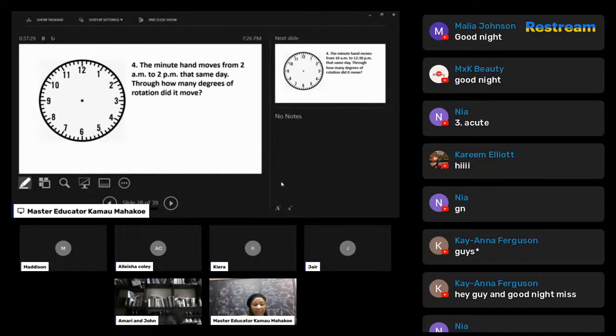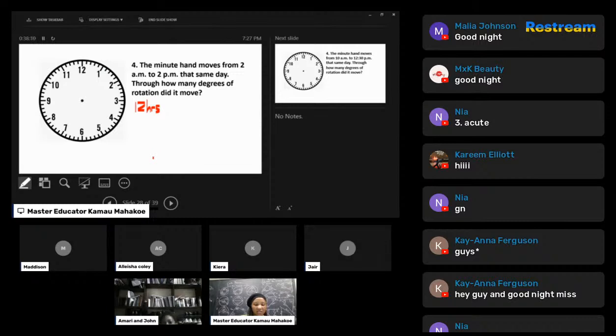Miss says the minute hand moves from 2 a.m. to 2 p.m. the same day. Through how many degrees of rotation did it move? Miss, from 2 a.m. to 2 p.m. that would be 12 hours. Okay, so 2 a.m. to 2 p.m. is 12 hours. Yes. So it has made 12 complete rotations, or revolutions, we could say, right? Yes, miss.